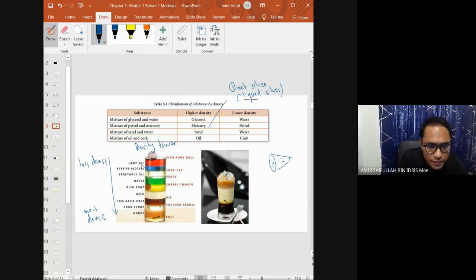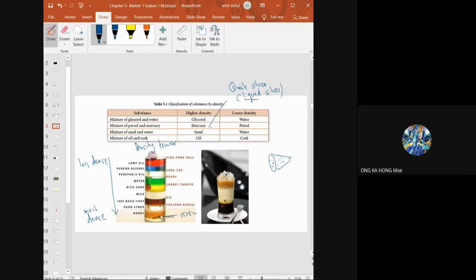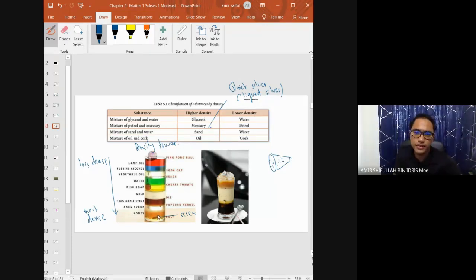So you can see the oil is on top, and then alcohol, and then vegetable oil, and then water. Vegetable oil will float, it's lower density than water, and then dish soap will sink, milk will sink, syrup will sink, and honey is the most dense. And then lastly, you can see a screw, a bolt. So it sinks, the most dense.